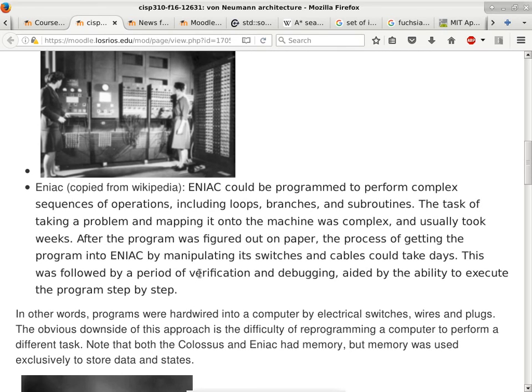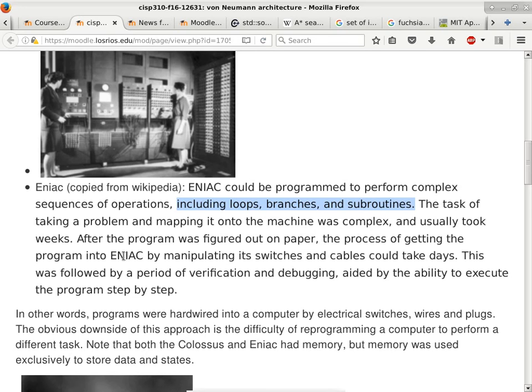So the next picture is the ENIAC, and it says the ENIAC can be programmed to perform complex sequences of instructions. It even has the concept of loops, branches, subroutines, and whatnot, which is actually a big change from the Colossus. The task of taking a problem and mapping it into the machine was complex and usually took weeks. So I corrected myself, not days, weeks. So it takes weeks to reprogram this thing so that you can solve different types of problems.